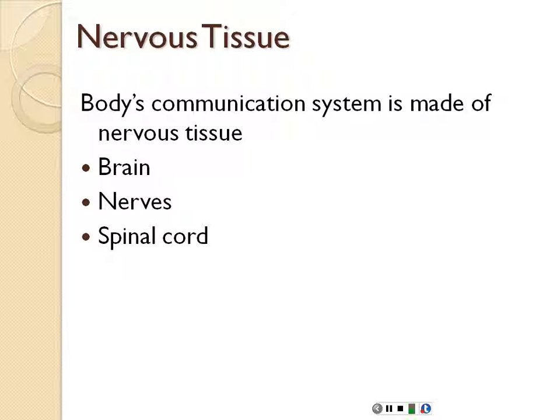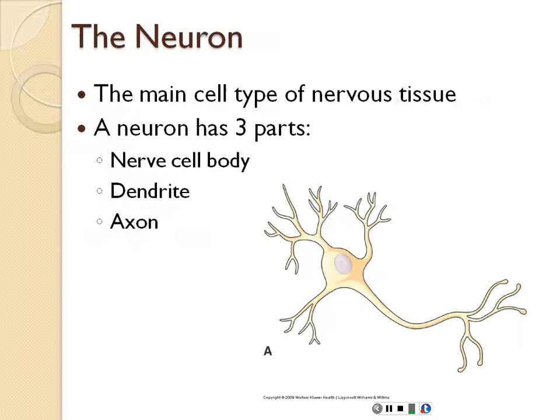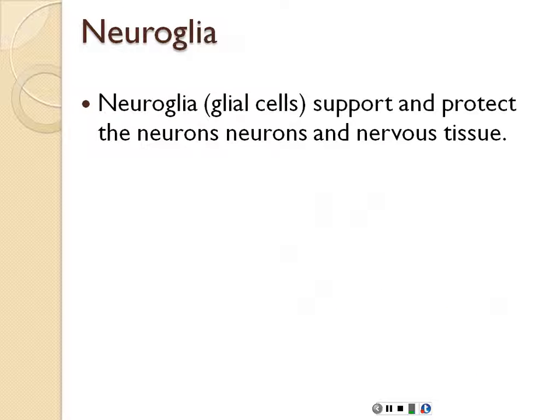And finally, nervous tissue. The body's communication system is made of nervous tissue, which includes the brain, nerves, and the spinal cord. And the main type of cell of the nervous system is called a neuron. So this neuron has three main parts. It has the dendrites, which are like tree branches. The center is called the cell body, or soma. And then you have the axon, which is usually a very long fiber, extending to send a signal to another cell. But we'll talk about those much later.